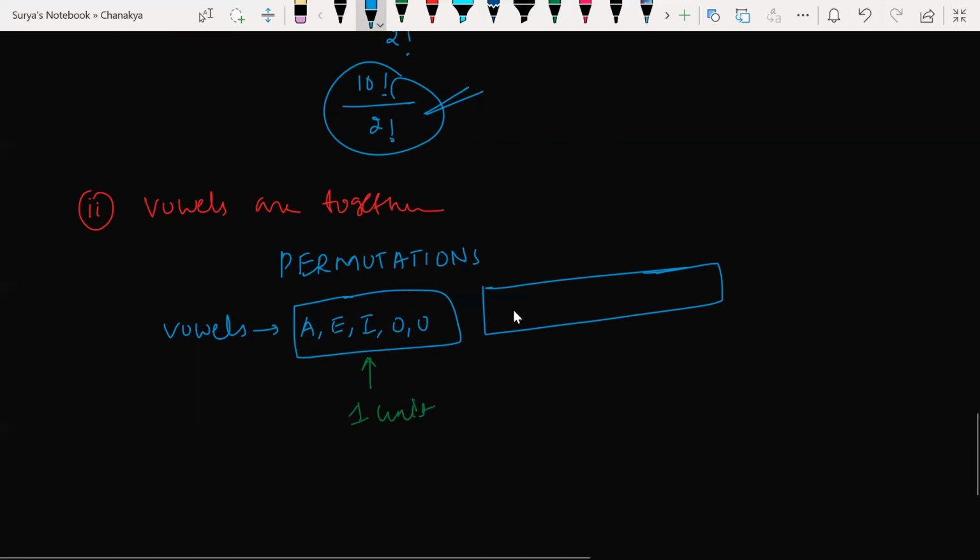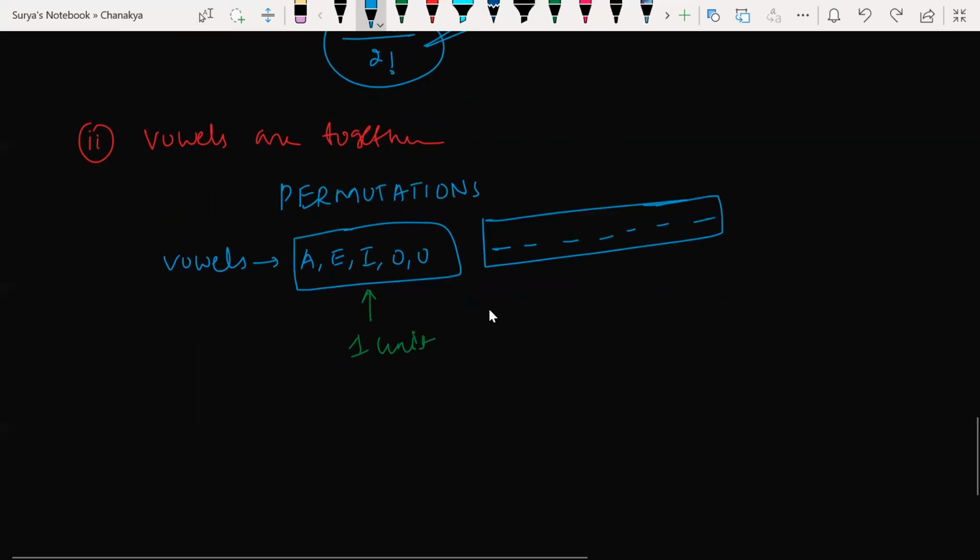So how many letters will be there? 1, 2, 3, 4, 5, 6, 7. Total 7, right? 7 plus 5, 12. In the word permutations, I have 12 letters. Whatever the condition he has given, I'm considering that as one unit. So 7 plus 1, 8 factorial, divided by how many repeating here? 2 T's are repeating, so 2 factorial.